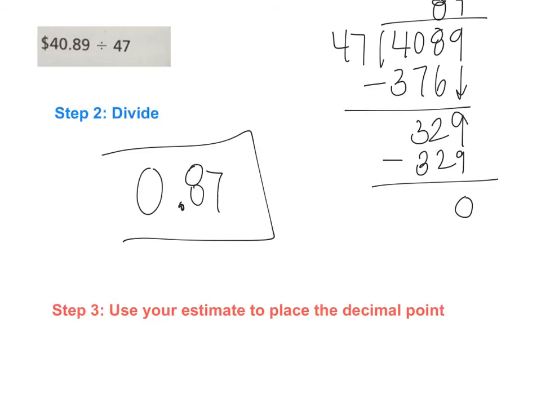So the real answer, if we divided $40.89 by 47 people, we would each get a whopping total of 87 cents.